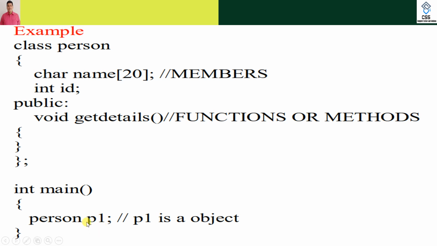With the help of P1, as user defined, we can interact with the function and members, like P1.getDetail, P1.name, P1.id. The dot is a membership operator which acts as a bridge between the objects and the members or the functions. That gives rise to the concept of data encapsulation. Name and ID are the members, getDetail is the method, and the Person class containing them, packaged together, is known as data encapsulation, and the object is used to interact with the class.